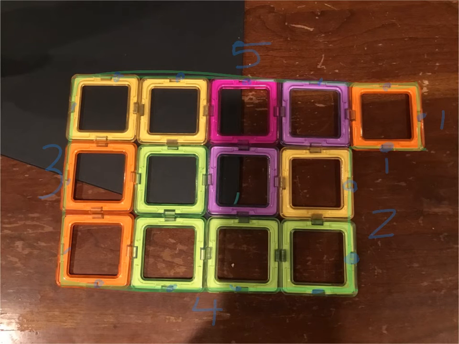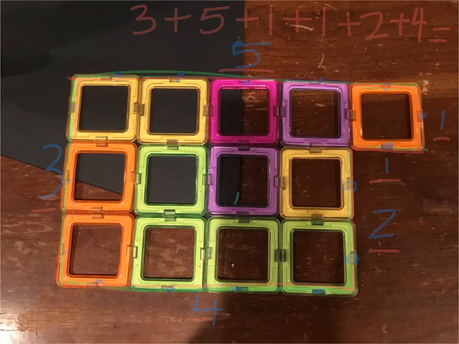I'm just going to double check. So I should have 1, 2, 3, 4, 5, 6 sides to the shape, so I need to make sure I have 6 numbers when I add. So I'm going to have 1, 2, 3, 4, 5, 6. So I'm going to add all those together. I'll do 3 plus 5 plus 1 plus 1 plus 2 plus 4. Add all my side lengths together.